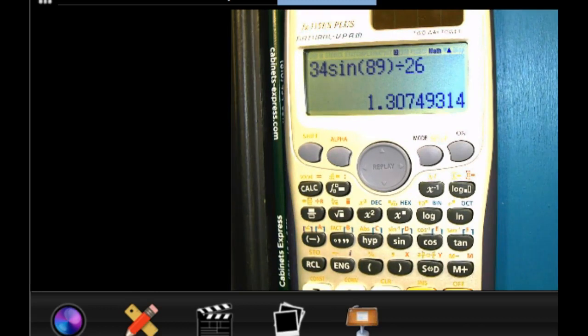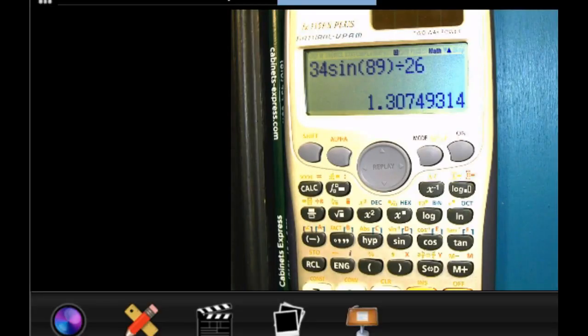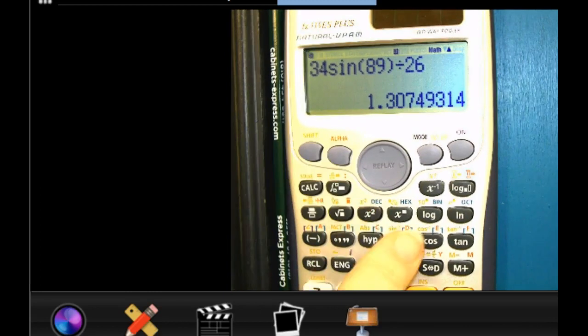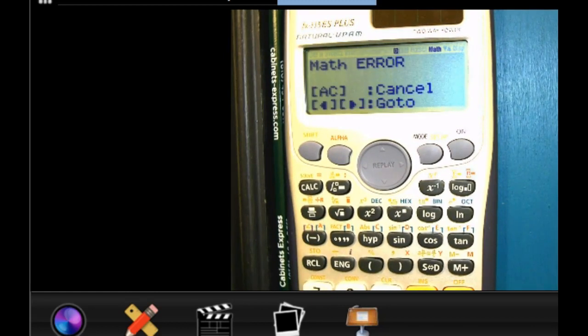So remember what that is, that's the sine of theta. So the sine of theta is equal to 1.3 something. I don't want the sine of theta, I want theta, right? So what do I have to do with this? Sine inverse. So shift sine, and then my answer, and then equals. What? Math error. Did we do something wrong? No. What did we do wrong? Why is it a trick question? Why is there no answer?